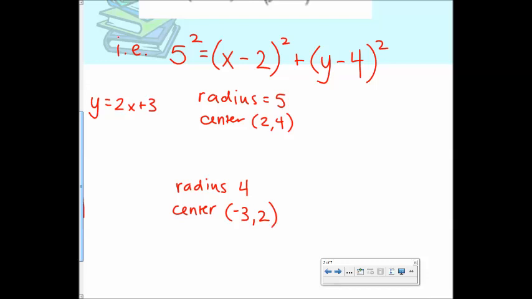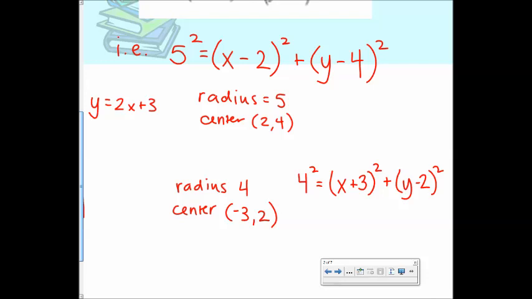So r squared, and I write that as just 4 squared, equals, what would x be here? Positive 3. Yes, because negative 3. Good. It's x minus negative 3, which becomes a positive 3. Plus, and then it would be y minus 2 squared. Right? So that's what you want your equation to look like, and that way you can get all the information you need from it so that you can graph it.